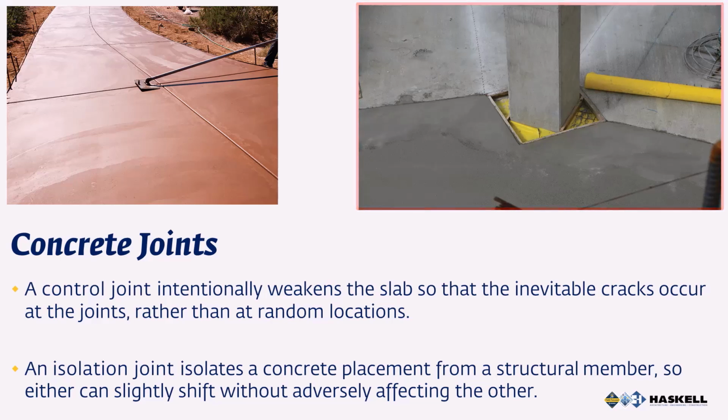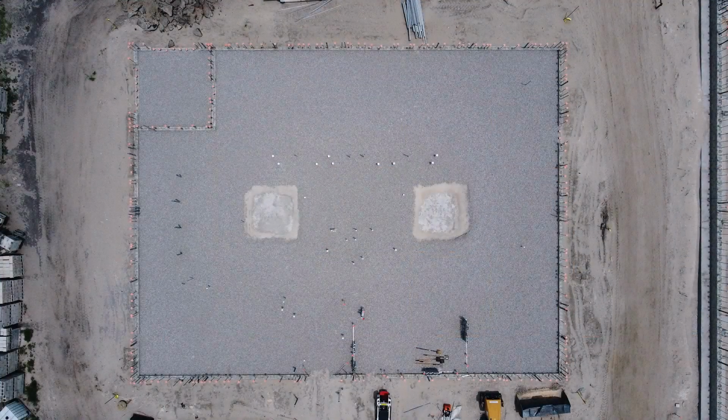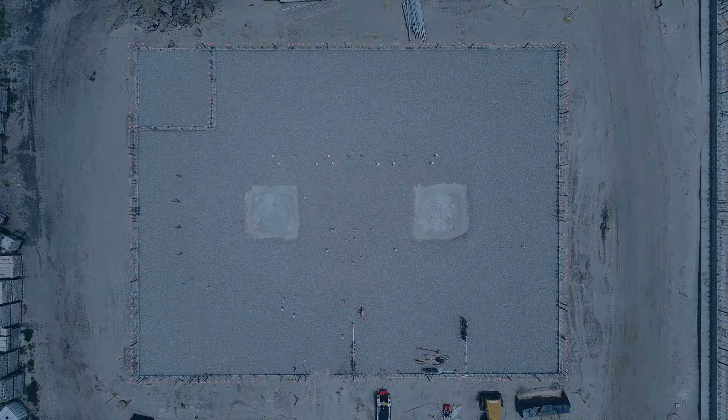the column itself. Control joints control cracking by weakening the slab and allowing the shrinkage stress to act on that point. You can make control joints with a hand groover while the concrete is still fresh, and you can identify joint locations in the project drawings. The thickness of a slab determines the depth and maximum distance between joints.